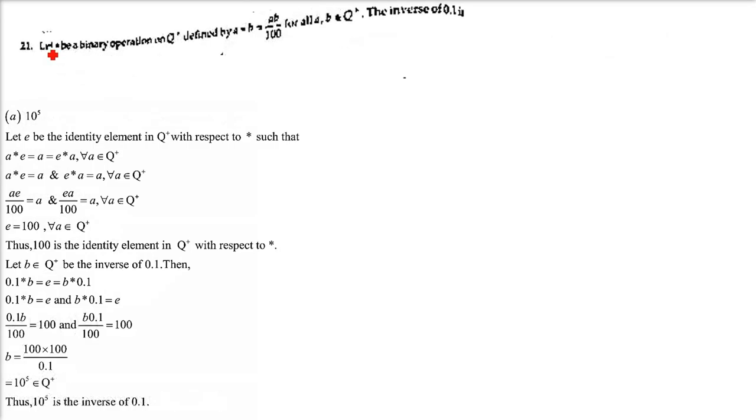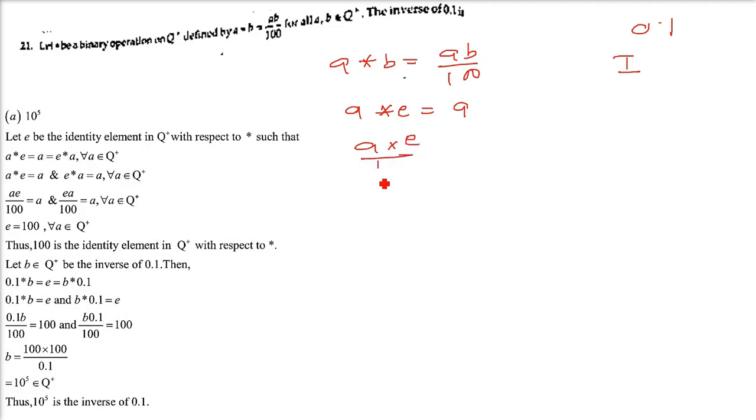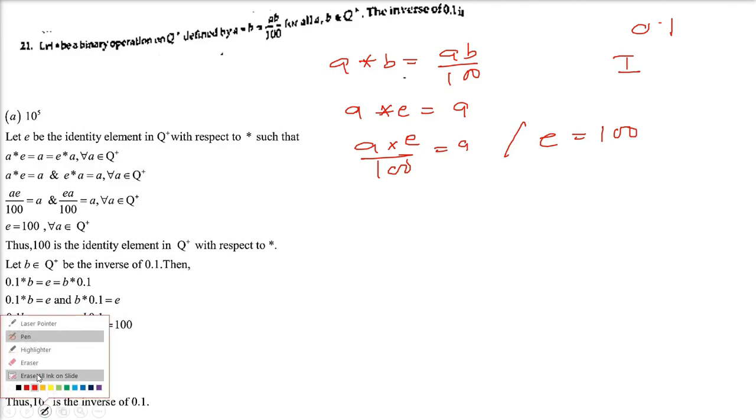Let's start with the binary operation on Q plus, defined by A star B equals AB by 100 for all A and B belonging to Q plus. What is the inverse of 0.1? In order to find the inverse, we have to find the identity element. When we operate A with E, A should come back. So A star E is A into E divided by 100, and this is equal to A. From here, E equals 100, because A gets cancelled. Now the identity element we have found out, E or I you can call it.